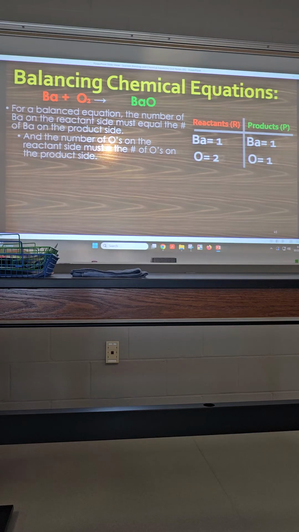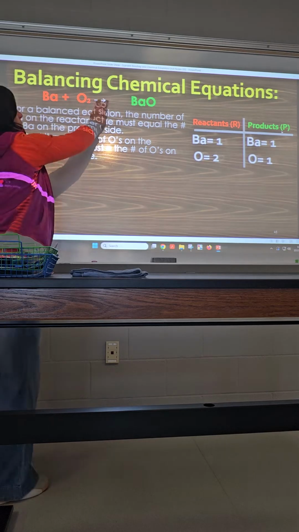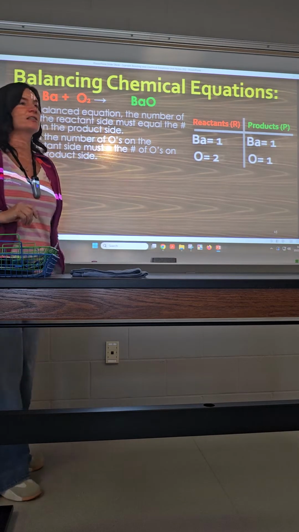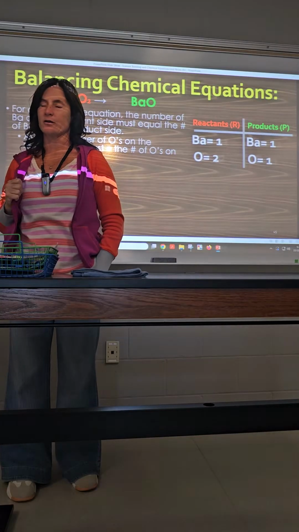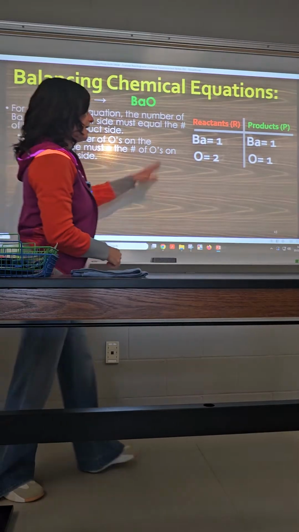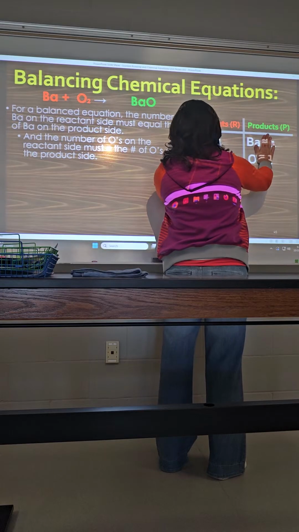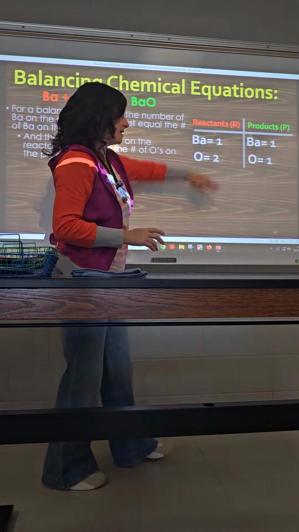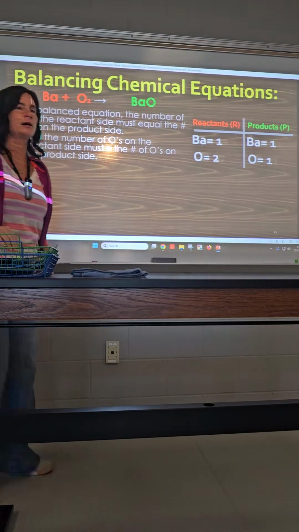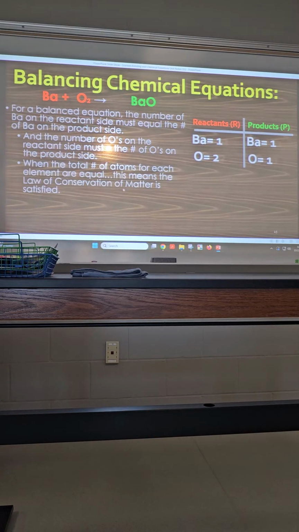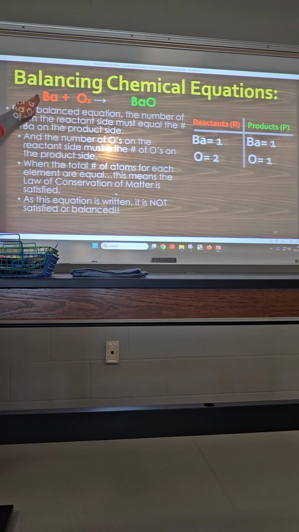Right? Not balanced. So if this is not balanced the way it's written, it does not satisfy the law of conservation of matter, and that's a problem. So what you have on this side has to total what you have on this side, and it doesn't. The Bas are fine, but the O's mess it up, okay? So when the total number of atoms for each element are equal, it means the law of conservation of matter is satisfied. But the way this equation is written, it is not satisfied and it is not balanced. So we have to fix it.